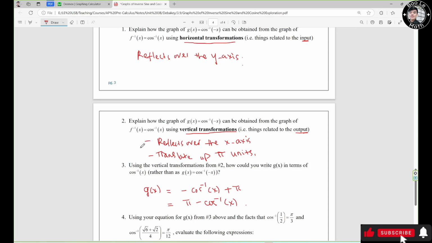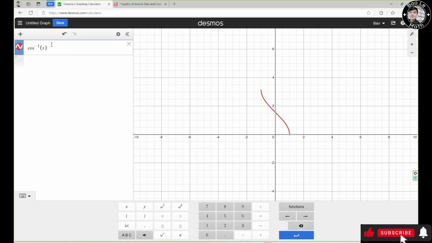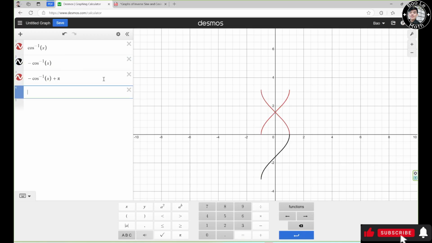Now go ahead, use Desmos to demonstrate this situation. So I have the inverse cosine of s right here. Now I need to multiply the output by -1, so I get this one right here. It reflects over the x-axis. Now I'm going to translate this one up pi units, so it's going to be like this. I get this one right here. Now I use different colors so that you can see it.